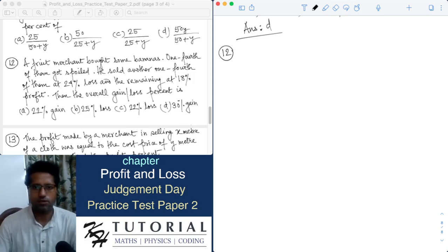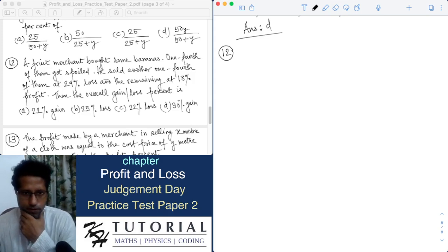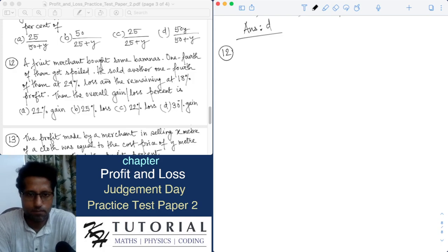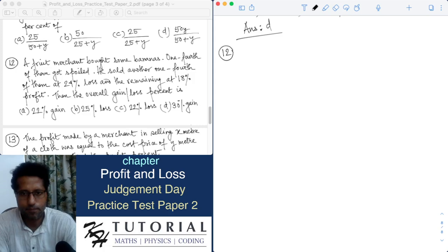So a fruit merchant bought some bananas. No information about selling price and cost price is given. It is only given that some bananas are sold at some loss percent and then other bananas are sold at some gain or loss percent. You have to find the net loss or gain percent. So a fruit merchant bought some bananas. 1/4 of them got spoiled.